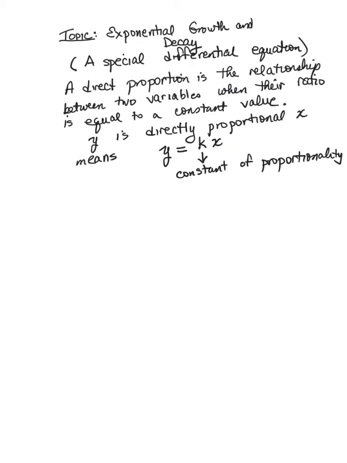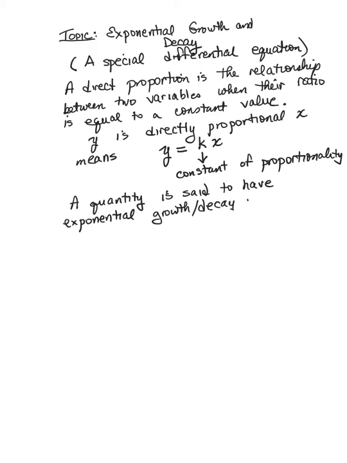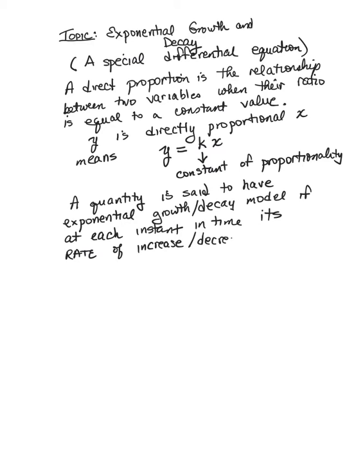Okay, so we begin with this AP problem. A quantity is said to have an exponential growth or decay model if at each instant in time, now this is important, its rate of increase or decrease is directly proportional to the amount of the quantity present.